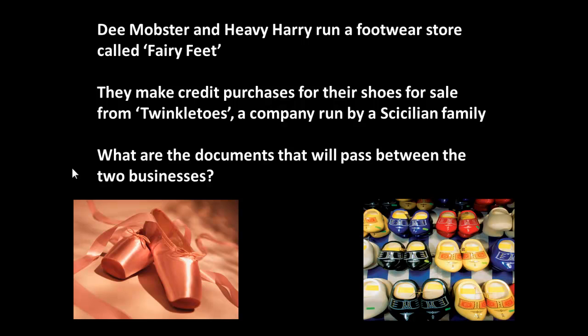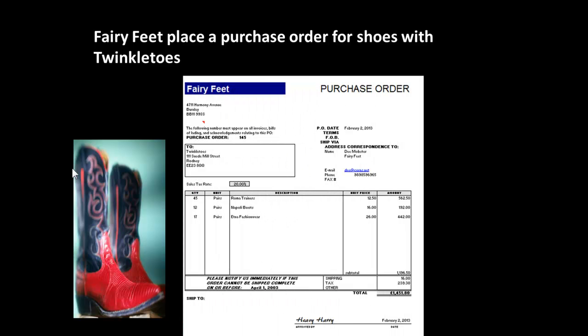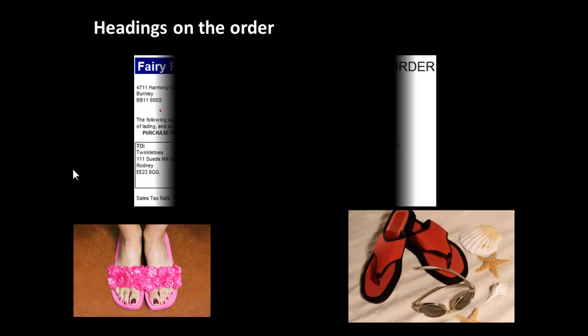So, what are the documents that will pass between the two businesses? Remember, this is for a credit transaction. So we're going to start with Fairy Feet placing a purchase order for shoes with Twinkletoes. And here we can see the document that needs to be generated. To start the whole process off, we need a purchase order from Fairy Feet. You can see it shows various details, the headings, the articles required, how many are required, what the unit price is, and what they expect to pay for shipping, what they expect to pay in tax, and what that total will give. So let's just look at that.